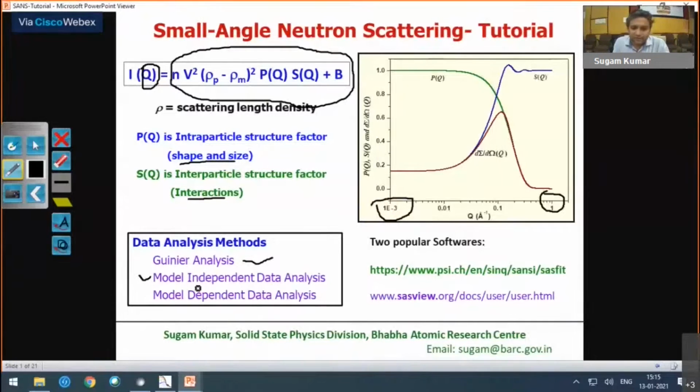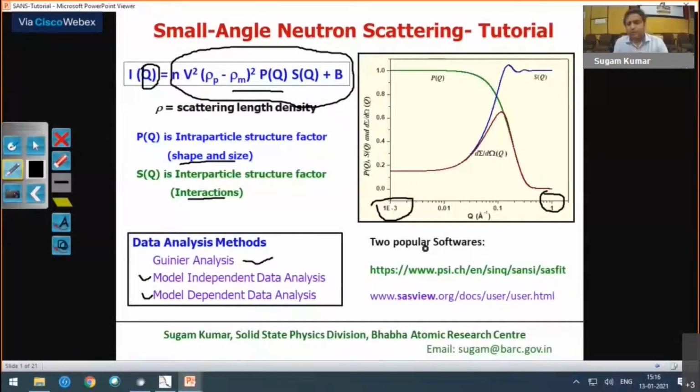All those limitations are overcome in model dependent data analysis, where we assume a model, we produce a theoretical scattering curve like here, and then we try to match this theoretical scattering intensity with the experimentally measured scattering intensity. And how do we do this? This will be the course of the tutorial.